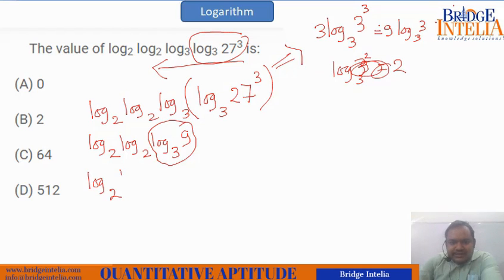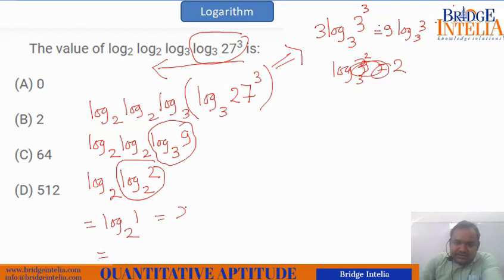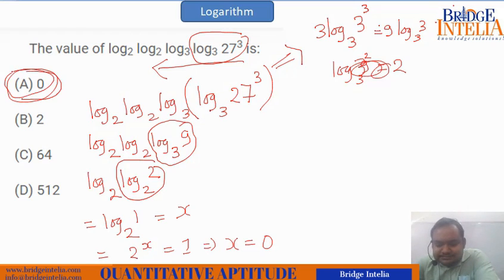So now the expression becomes this. So now what is this expression? This is equal to 1. So this now becomes log 1 to the base 2, which is equal to 0, because 2 to the power x is equal to 1 indicates that x has to be equal to 0. So the answer is 0.